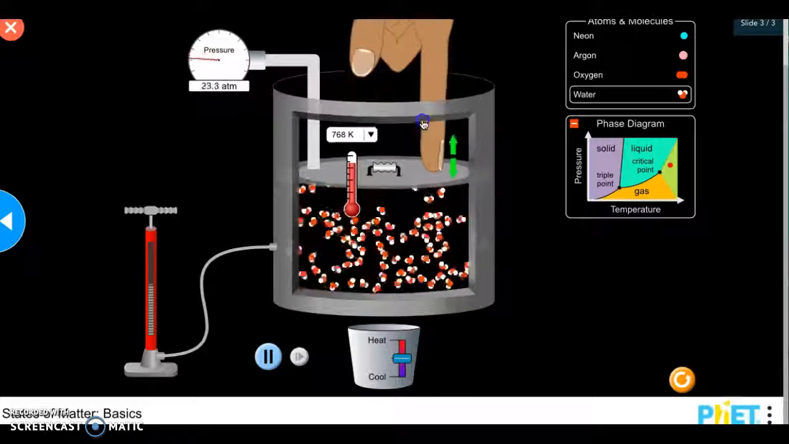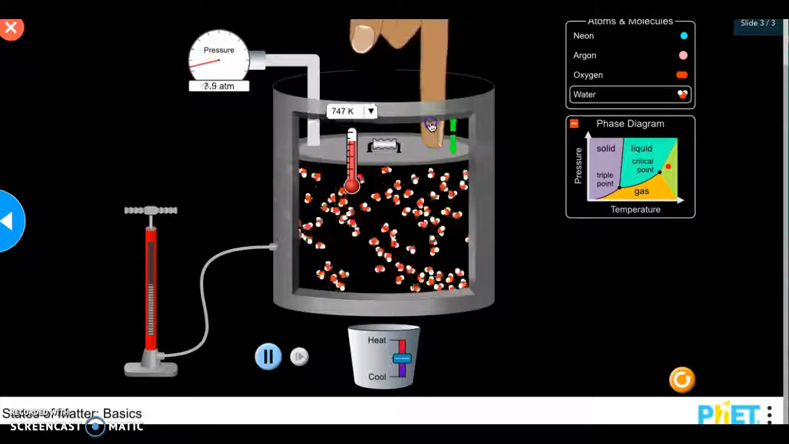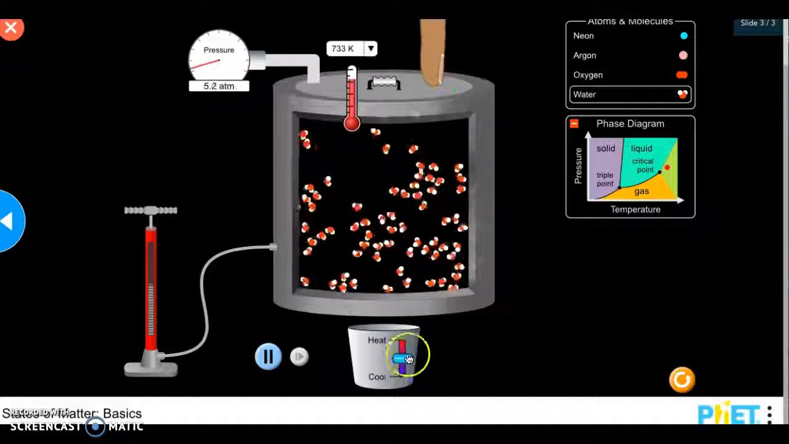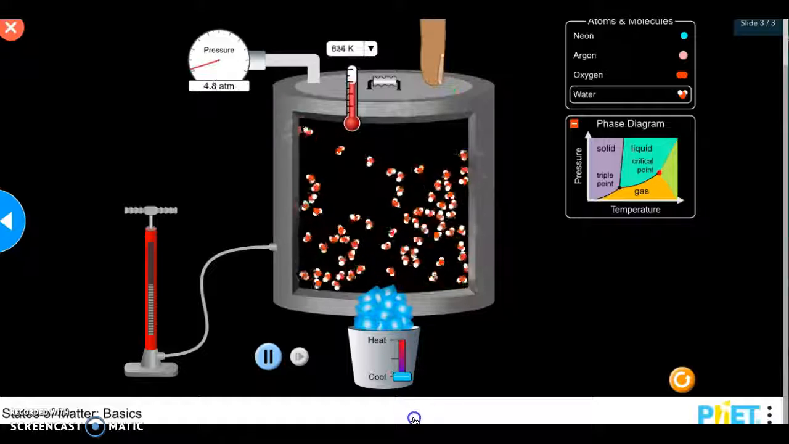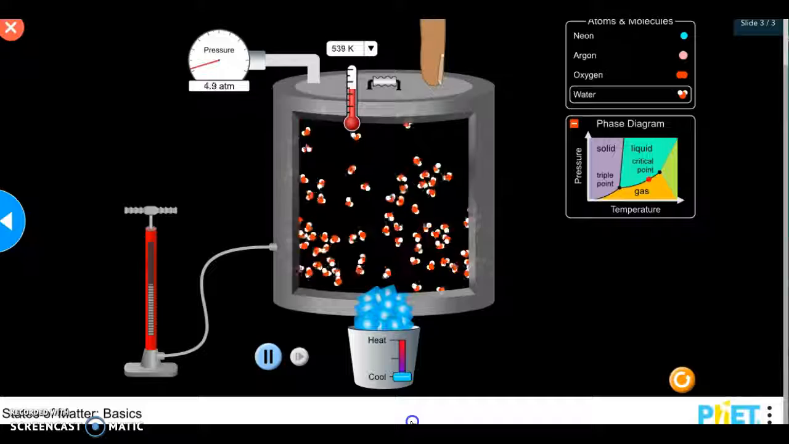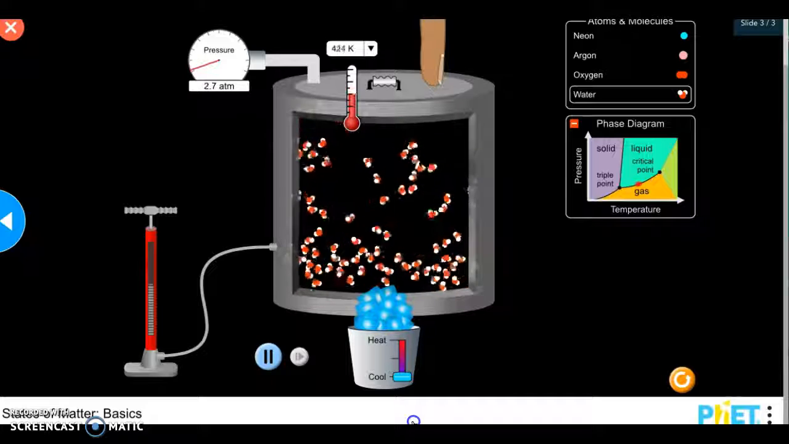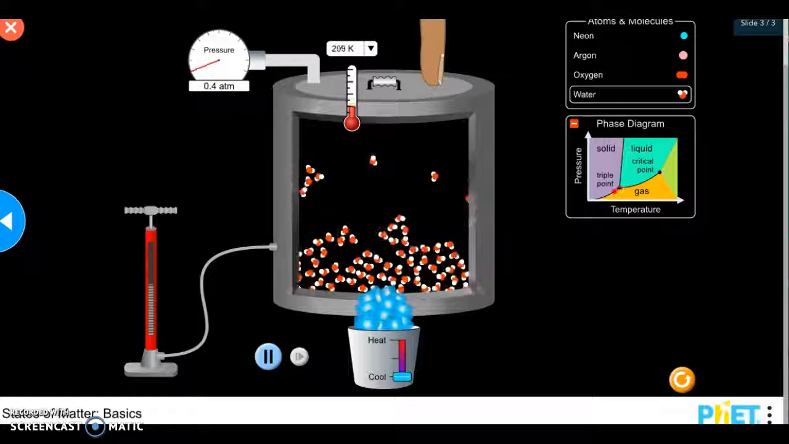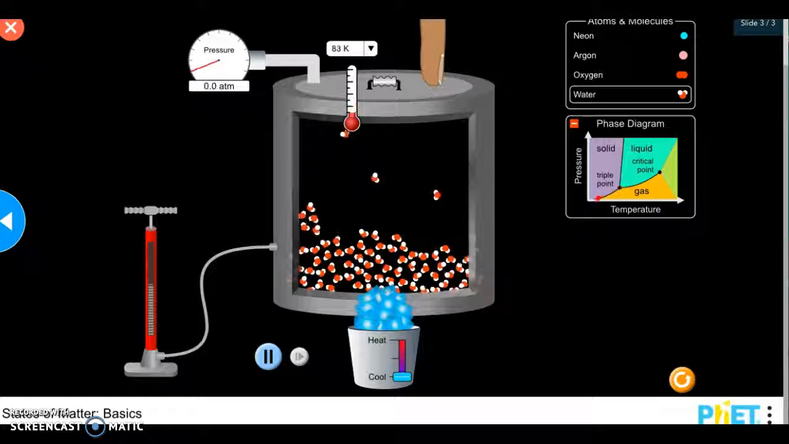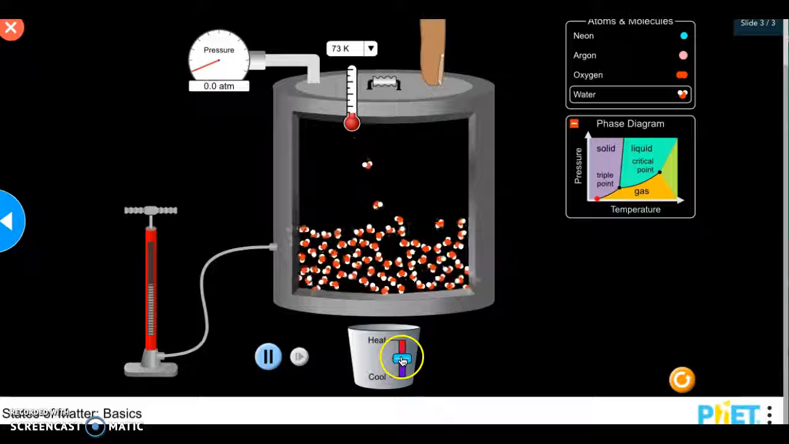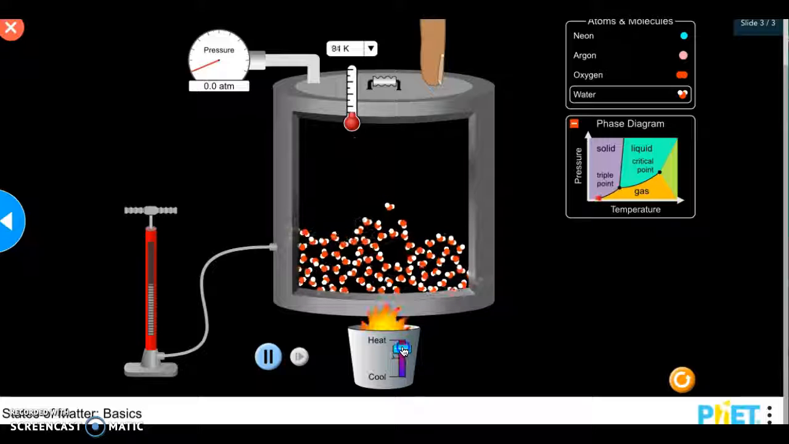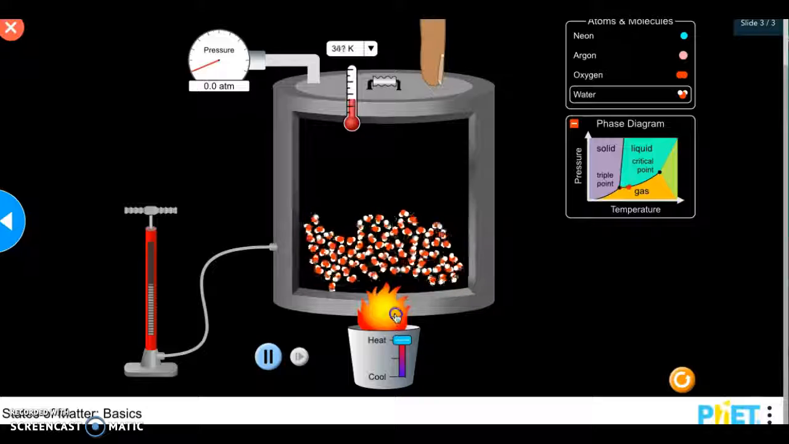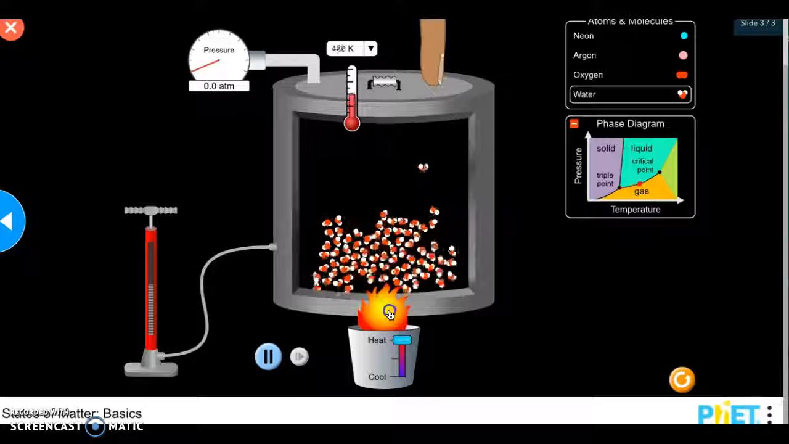Now let's take away this pressure and let's cool our water. And as you can tell, it is changing from a gas to a liquid. Molecules are forming closer together and they're going back to a solid. And if we were to add some heat to our water, they would change from a solid to a liquid to a gas.